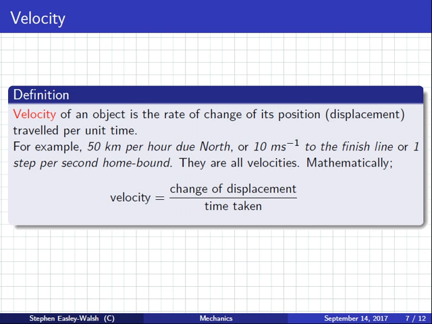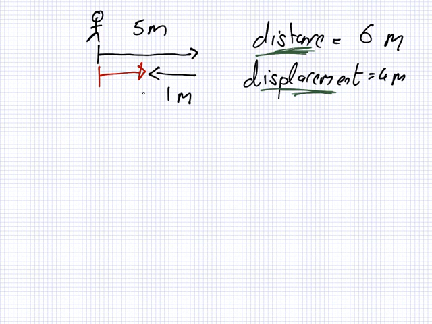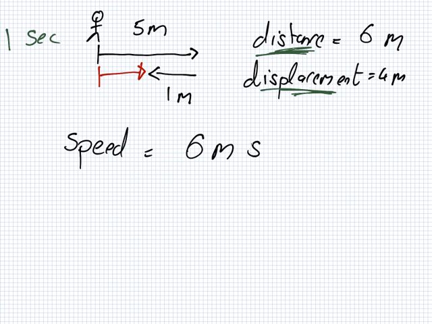So if I just go back here, let's imagine it took the man 1 second to do this. His speed is 6 meters per second, but that's not his velocity. Who can tell me what his velocity is? 4 meters per second. No, you forgot something. No, it is 4, but they left out something.